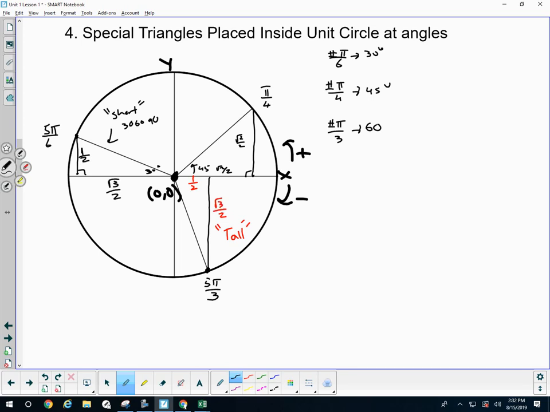The other positives and negatives we have to worry about come from traveling from the origin. I'm going to say this measurement right here is actually negative. I'm going to say this measurement right there is negative. However, 1/2 can stay positive. This root 3 over 2 can stay positive, this root 2 over 2 can stay positive. This root 2 over 2 can stay positive. This 1/2 can stay positive.